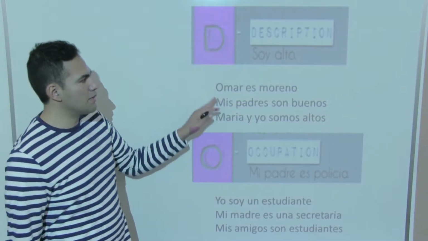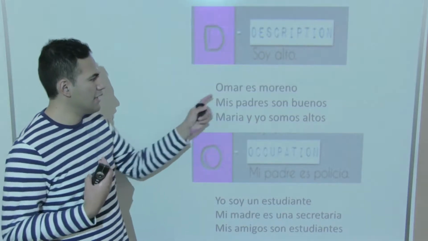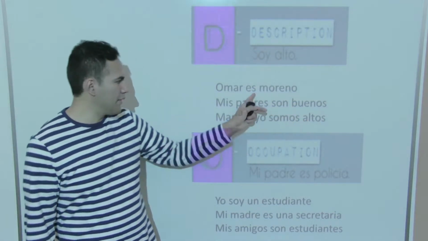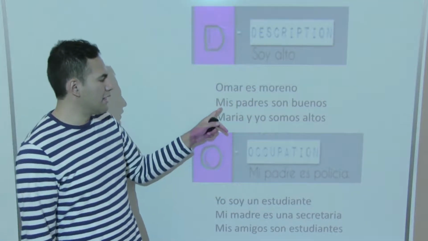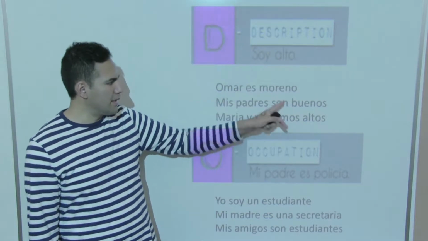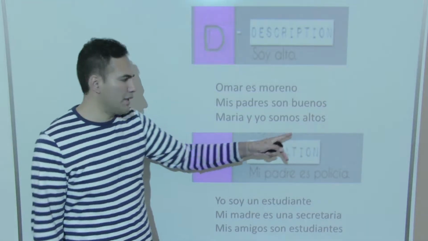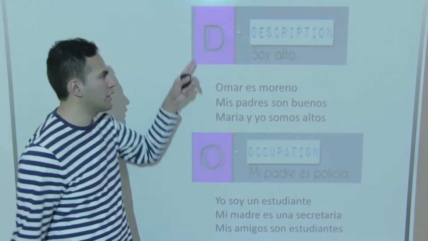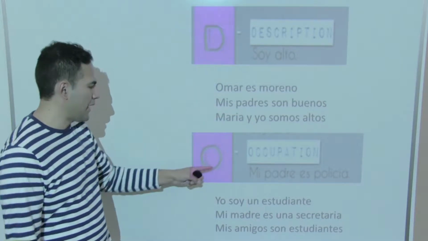The first one, description. For example, when we want to describe physically how we look, Omar es moreno. So here we have the verb es, ser. Then, mis padres son buenos. My parents are good. So we're talking about description. And María y yo somos altos. So we are tall. We're using ser to describe a person or whatever.